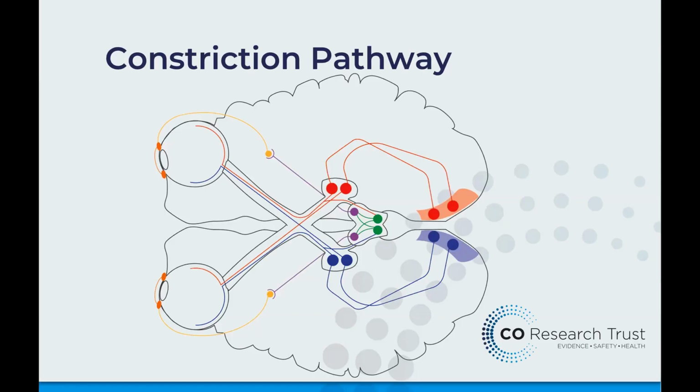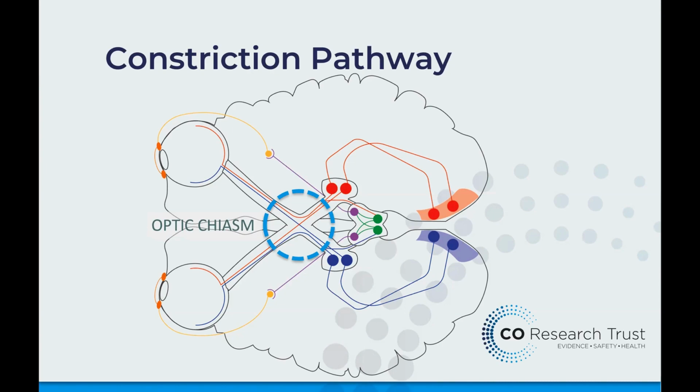Let's start with the constriction pathway. This is controlled by the parasympathetic nervous system. So when light enters the eye, it interacts with the photoreceptors in the outer layers of the retina. A signal is then generated and sent down the optic nerve towards the optic chiasm. When it reaches here, the nasal retinal fibers cross to the contralateral side of the optic tract, and the temporal retinal fibers remain on the ipsilateral side.